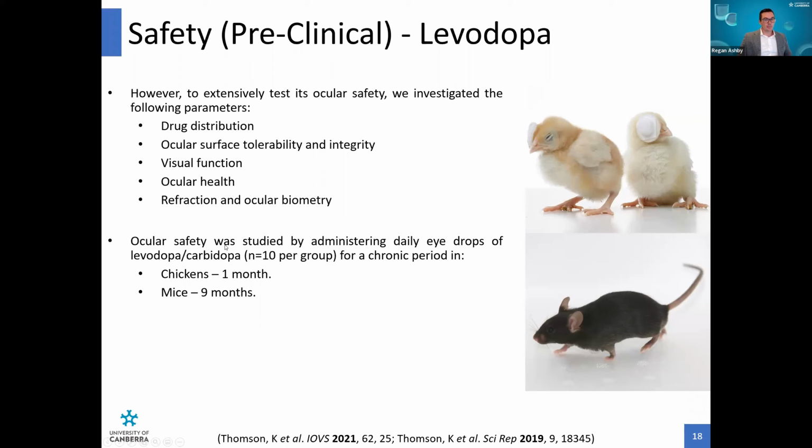These were studied by administering levodopa carbidopa at our highest dose, 10 animals per group, for a chronic period, and that used both of our models. We used the chicken model, which is, like I said, the primary model in the investigation of myopia, and we treated them for 1 month. But we also made sure that there was a mammalian model in there, especially when we started going to regulatory bodies such as the FDA. So we used the mouse model, and they were treated for 9 months. In both cases, the animals are given a single drop once per day.